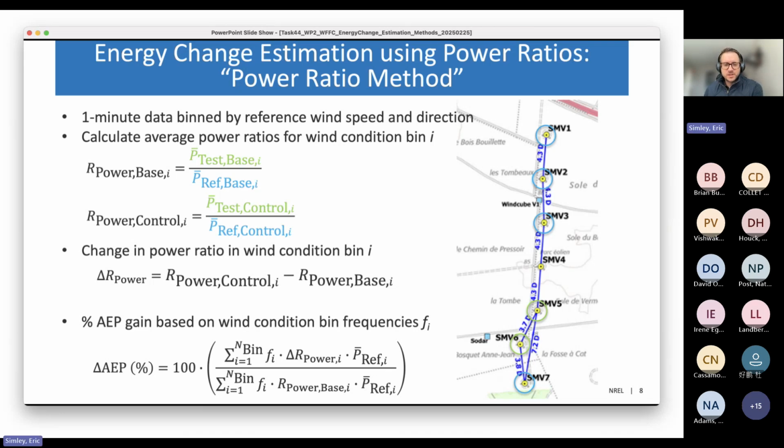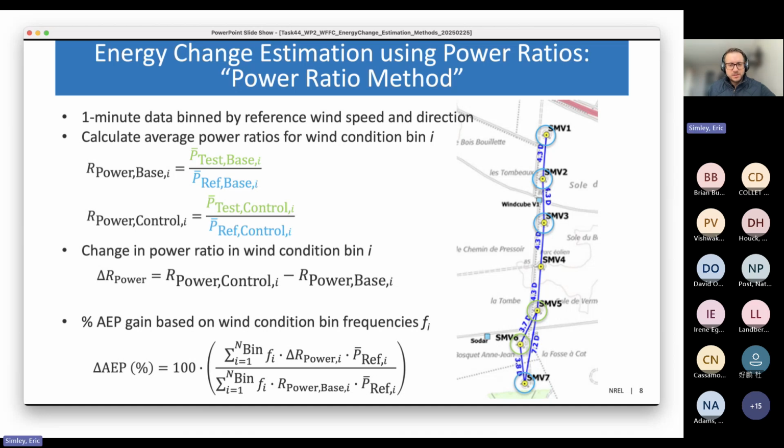And then since that's just a ratio, we multiply that by the average power of the reference turbines to get a power value. So the numerator will be the change in power summed over all wind condition bins, and the denominator is just going to be the power produced during baseline control periods. And then from that, we get a percent increase or potentially percent decrease, depending on how the experiment goes.